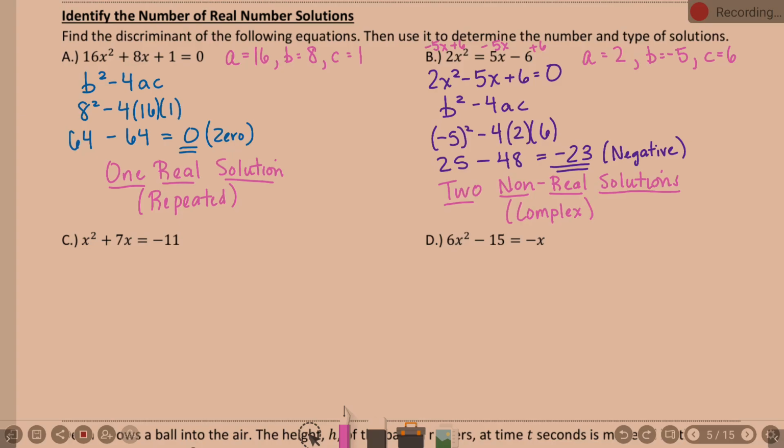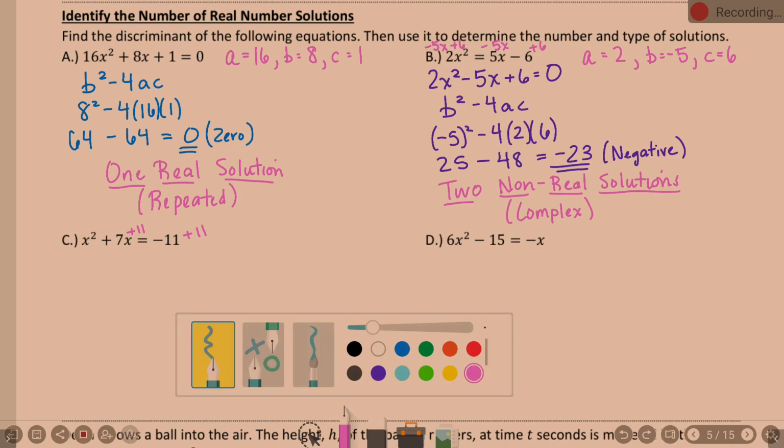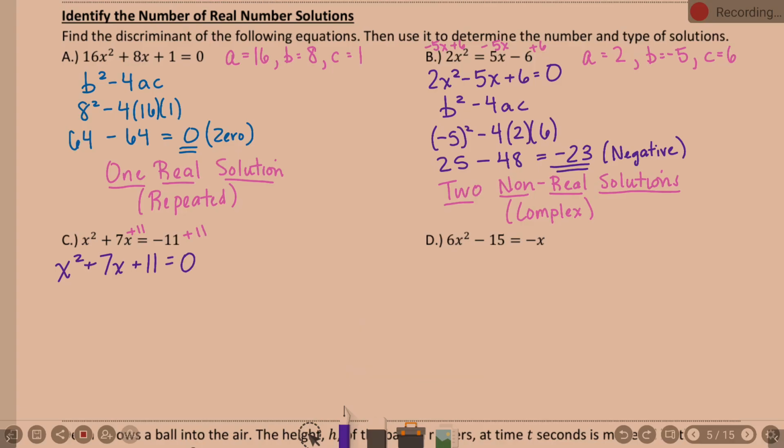Okay, C. Keep going through our different possibilities. x squared plus 7x equals negative 11. First step needs to be to add that 11 over, make it equal to 0. So now I have x squared plus 7x plus 11 equals 0.